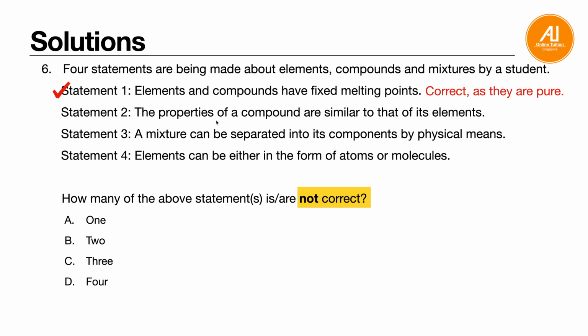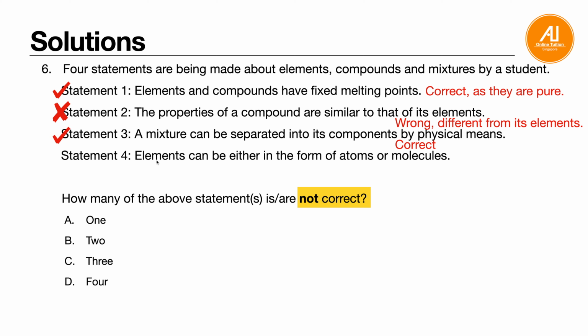Statement 2. This property of a compound is similar to that of its element. Okay, so this is wrong because for compound, the property should be different from its element. So this is wrong. Statement 3. A mixture can be separated into its component by physical means. Okay, so this is correct. This is one of the definitions of a mixture. So you can put a tick.